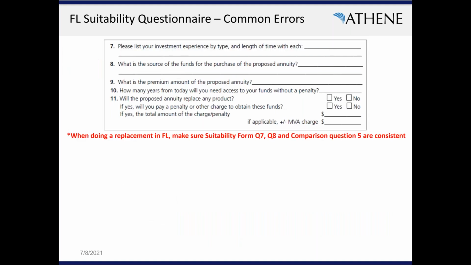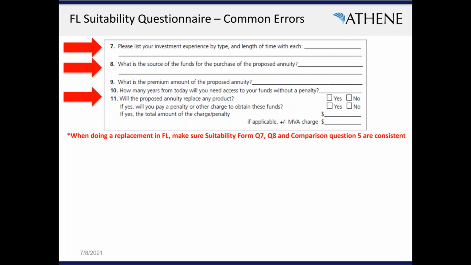So let's continue with some of the common errors on the suitability questionnaire. We highlighted this when we were going over the step-by-step guide, but question number 7 says, please list your investment experience by type and length of time with each. The key is the way they ask the question: by type and length of time with each. So what they are expecting is a time frame for each investment experience. Now, what is the source of the funds for the purchase of the proposed annuity? We're going to dig into question 11 in just a little bit more, so I'm going to hold on that one for a second.